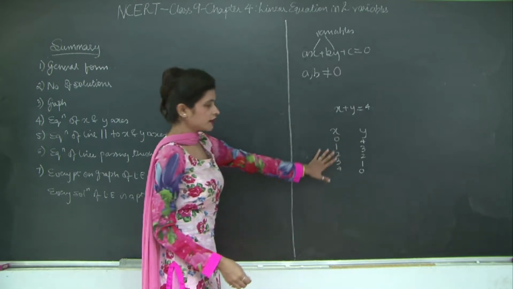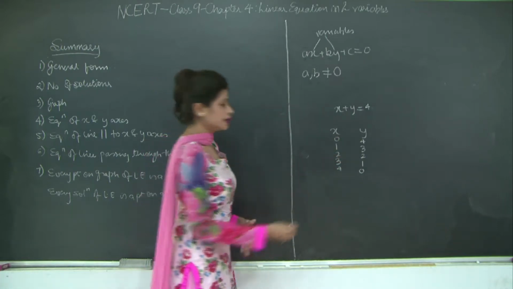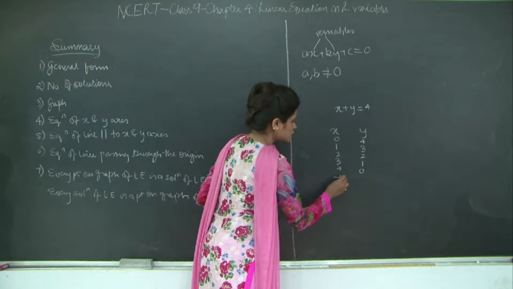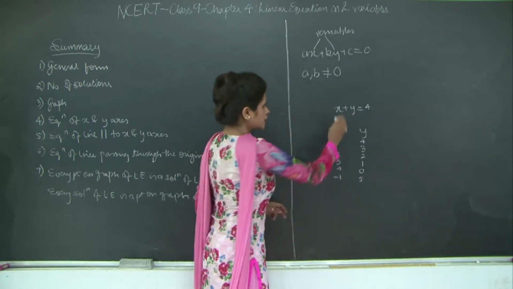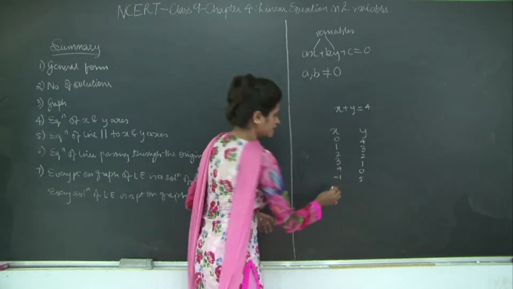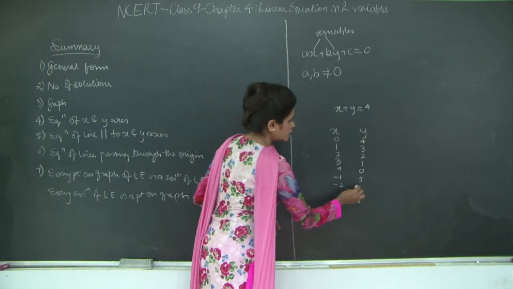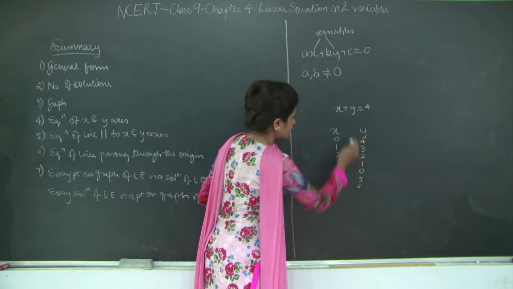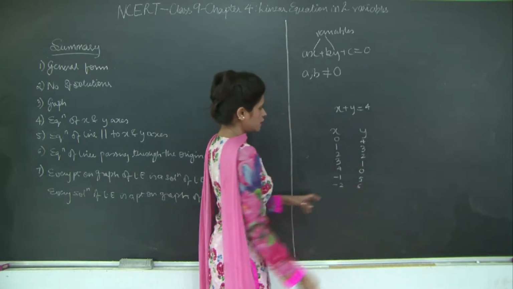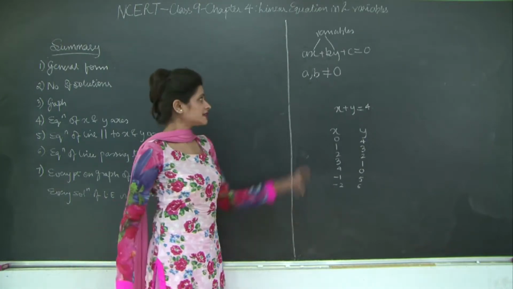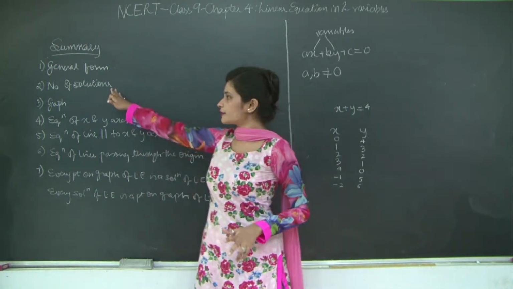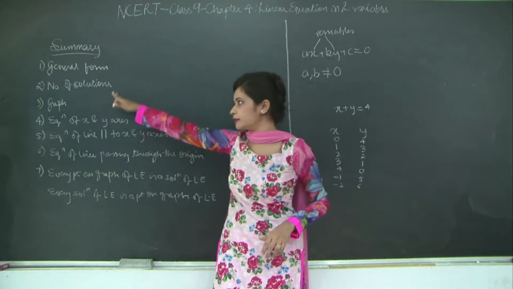Okay, this was for the whole numbers. How about integers? If I take x as minus 1, y will become 5, correct? So minus 1 plus 5 will give me 4. If I take this as minus 2, this will become 6, right? 4 plus 2, 6. So y will become 6. So you can see that this list is endless. Therefore, there exists infinite number of solutions for linear equation in two variables.